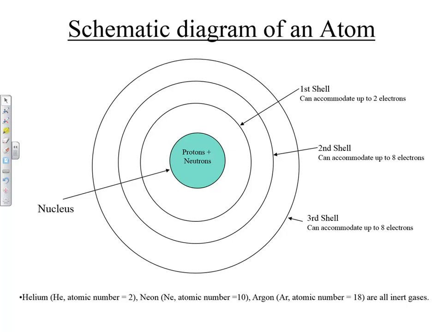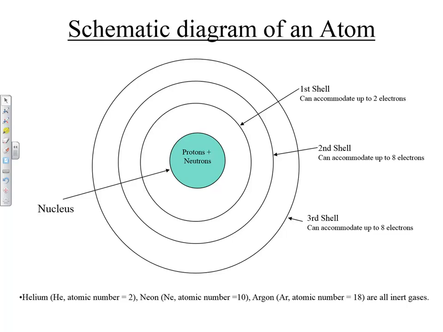Another example is neon, that has an atomic number of 10. So again, in the first shell, 2 electrons will go. In the next shell, 8 more electrons will go. So it has a completely filled up outer shell. As a result, neon also is not going to react with anything.